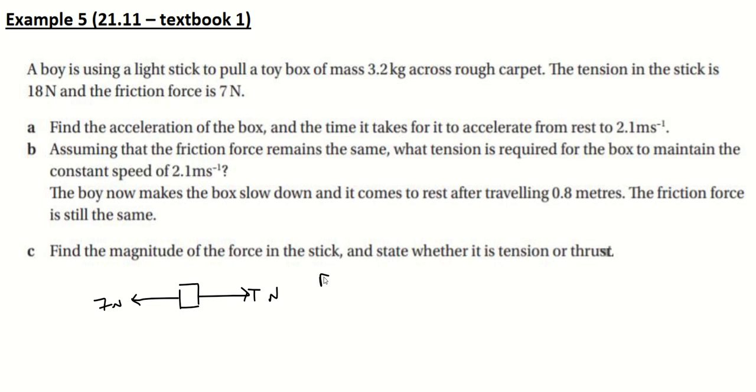So I'm going to use F = ma again, resolving to the right. That gives me T minus 7 is equal to the mass of the box, which is 3.2, times the acceleration 0, but that's just going to be 0. So tension equals 7 newtons. If the boy is pulling the stick with a force of 7 newtons, the box is going to still be moving at a speed of 2.1 meters per second.